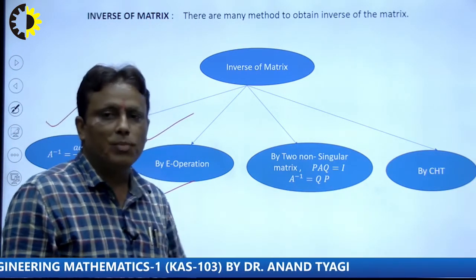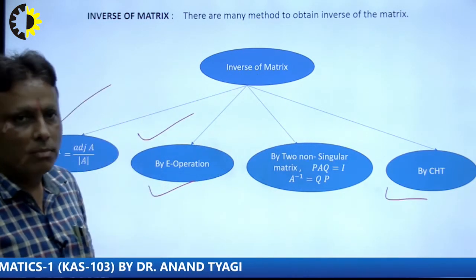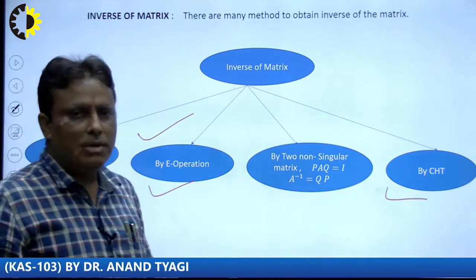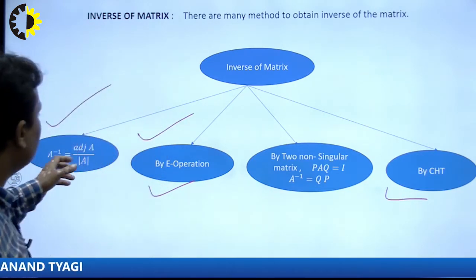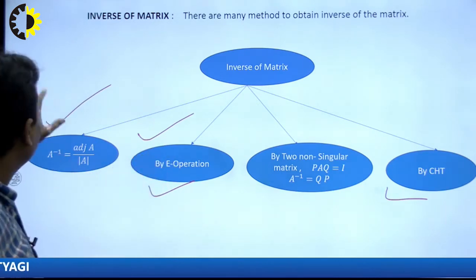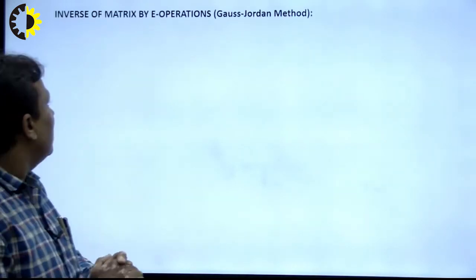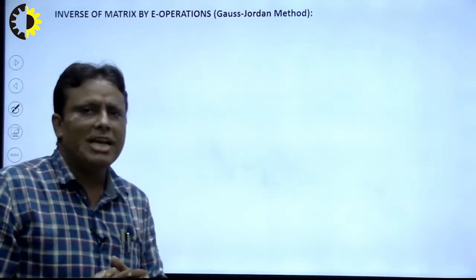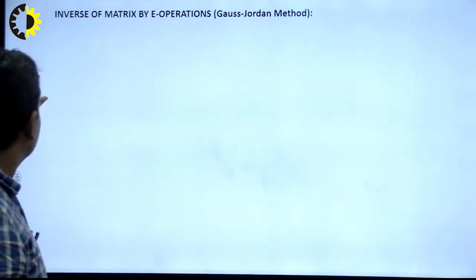Another method is the Cayley-Hamilton theorem. We use this method here, but later on I will explain it, right? So I explain one by one, using the inverse method and the elementary row operation method. Consider a problem: the inverse of a matrix by using elementary row operation. This is also known as the Gauss-Jordan method. So how to obtain this, right?